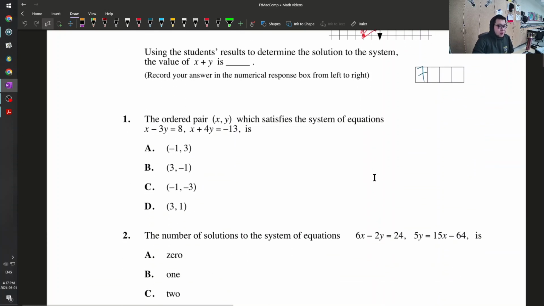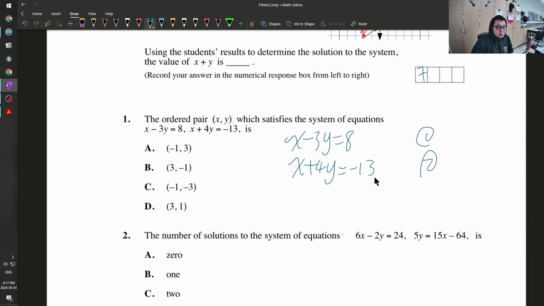2. The ordered pair (x, y) which satisfies this system of equations is... you can either graph it or solve it by hand. Let's solve it by hand. x minus 3y is equal to 8. x plus 4y is equal to -13. Let's use the elimination method. So I'll do equation 1 minus equation 2.